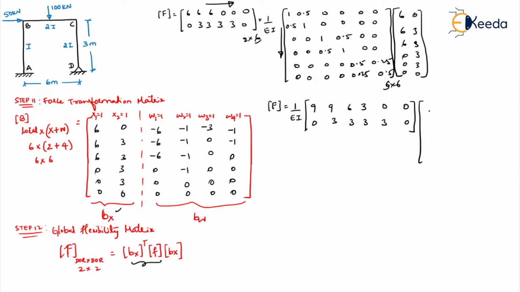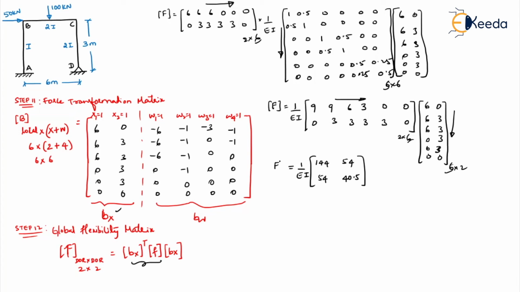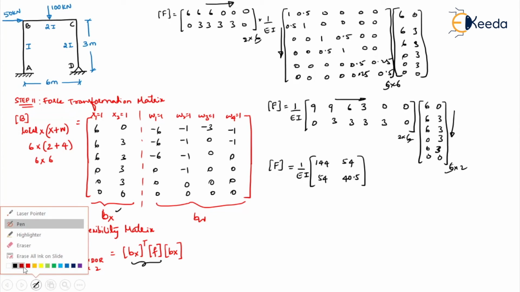This should be multiplied by this value again. 6, 6, 6, 0, 0, 0, 0, 3, 3, 3, 3, 0. So this is a 2 into 6 matrix. This is a 6 into 2 matrix. 6 and 6 are the same. So we'll get a 2 into 2 matrix. So EI into what will be the value if you multiply? How will you do this? You have to multiply these rows with these columns. Okay. So you'll get the result 144, 54, 54 and 40.5. So this is your F. That's your global flexibility matrix.